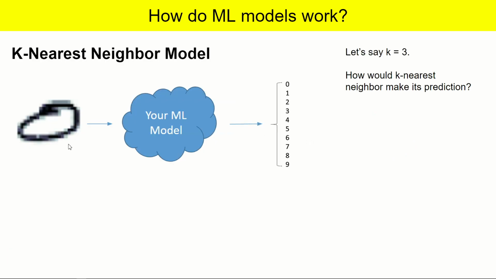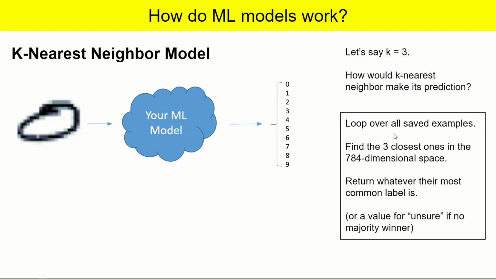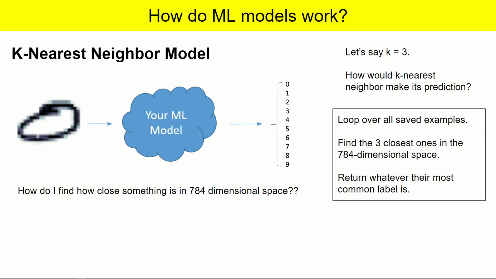So here, if I have a handwritten digit 0 and k in my K-nearest neighbor model is 3, try and say out loud in your mind, how would a K-nearest neighbor model make its prediction? Hopefully you said it's going to loop over all of the saved training examples. It's going to find the 3 that are closest in this 784 dimensional space, and then it will return whatever their most common label is. So your next question is, well, wait a minute. In 2 dimensions, it was really easy to look and see how close is a point to another point. How do you even think about that in a very large dimensional space?